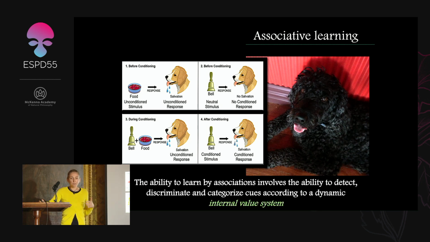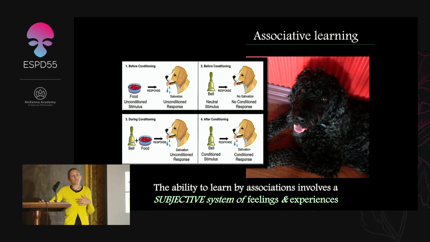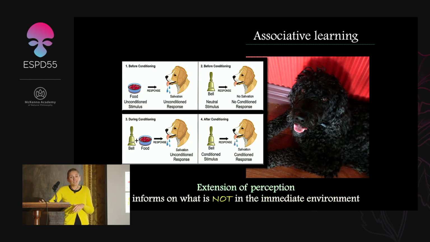So, of course, this ability requires that the dog is able to detect the signals, to discriminate and categorize them, and all these abilities are based on some sort of internal system of values, which means that there is a subjective someone there, which of course with a dog now it's easy for us to connect with, that is feeling and experiencing.